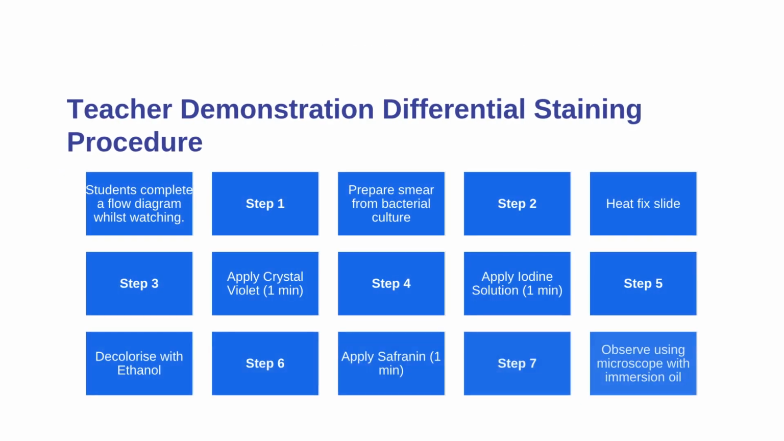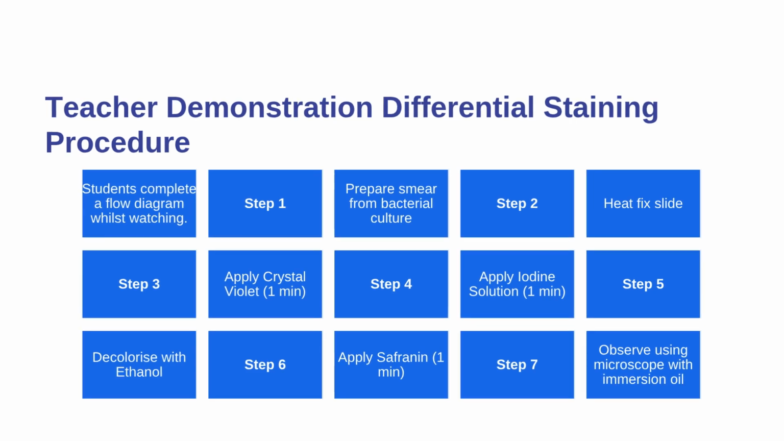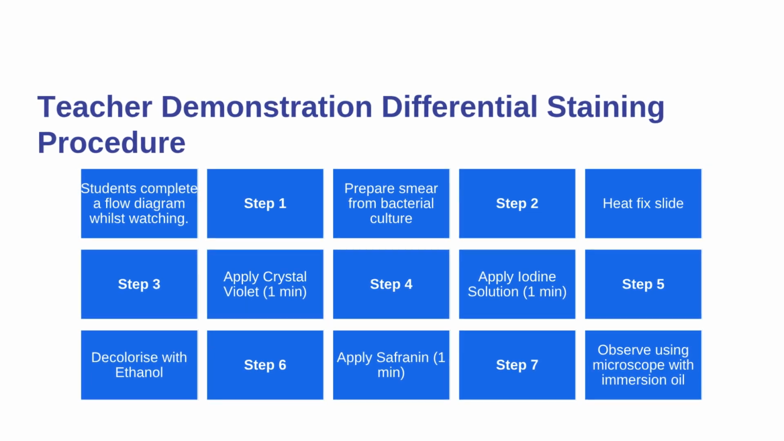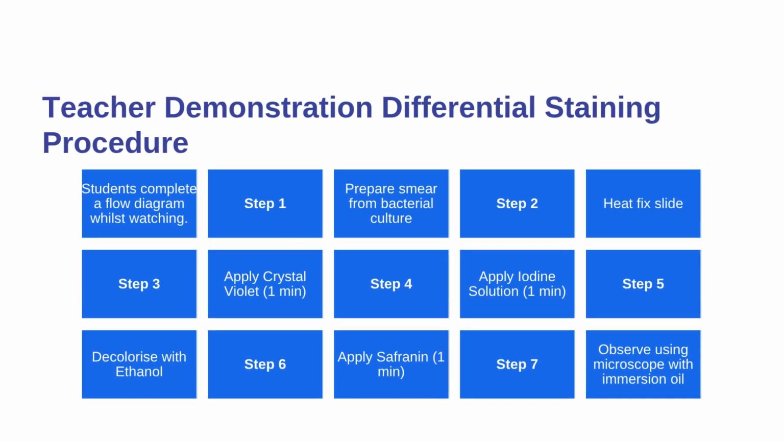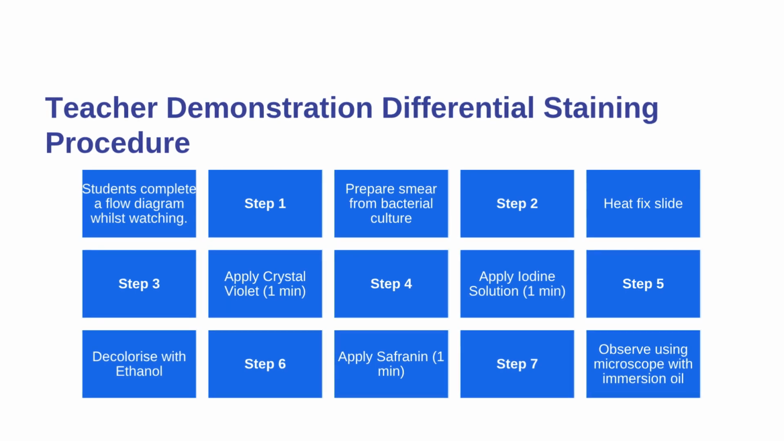During the demonstration, follow each stage of the gram staining procedure and record the steps in your flow diagram. Notice how crystal violet, iodine, ethanol, and safranin each have a specific role in differentiating bacteria. Following the correct sequence and timing is essential to produce accurate, reliable results and avoid misidentifying bacterial samples.